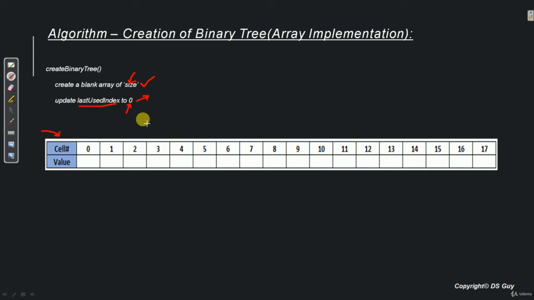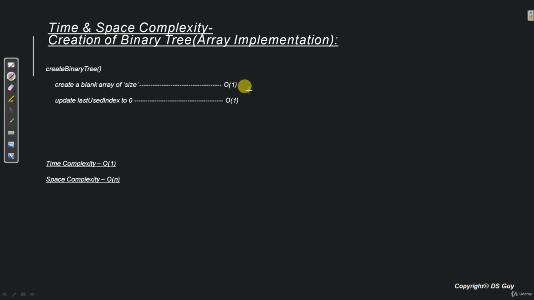Fine. Now let's see how the time and space complexity of this algorithm looks. Creating a blank array will take order of 1 time, and updating this variable will also take order of 1 time. So the time complexity becomes order of 1. Space complexity is order of n, because n is the size of the array which is given by the user. So it will be order of n space complexity. Fine. I hope you have understood how to create an empty binary tree in an array implementation.